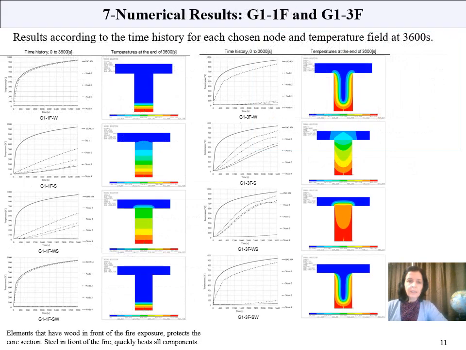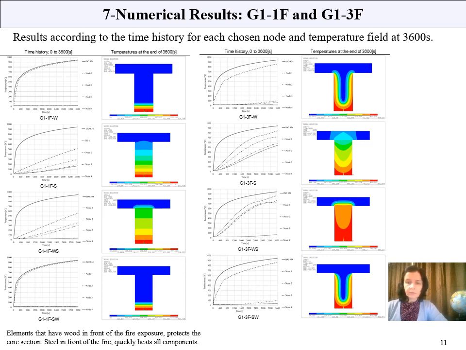Now about numerical results. In this slide, you have the numerical results for the geometry number 1, when we have one side exposure to fire or three sides exposure to fire. The first line of results represents the elements in wood material. The second, when we have only steel material.